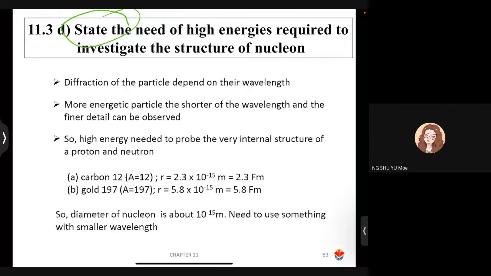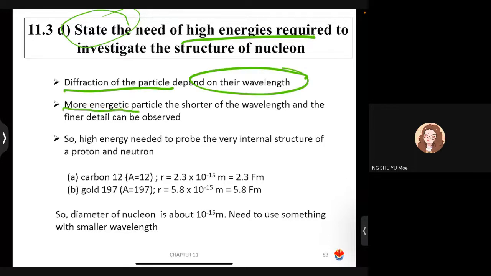Okay, so kenapa kita perlukan high energy? Sebab kalau kita dapat high energy, so kita akan diffract particle depend on the wavelength. So more energetic particle, the shorter the wavelength. Ni macam cerita diffraction of light. Okay, and final detail can be observed. So high energy needed to view the internal structure of proton and neutron.